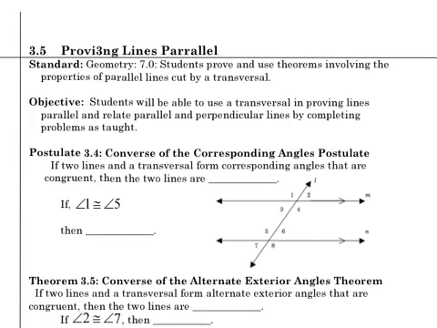So now what we're going to find out is if those certain angles are congruent, that means the lines must be parallel. So if two lines and a transversal form corresponding angles that are congruent, then the two lines are parallel, and that's the symbol for parallel. I'll do blue so it shows up a little bit better. So in this situation, if angle 1 is congruent to angle 5, that means that M is parallel to N.